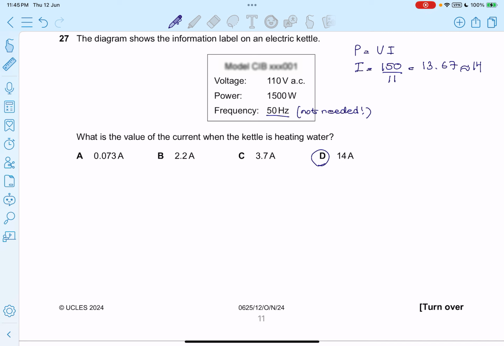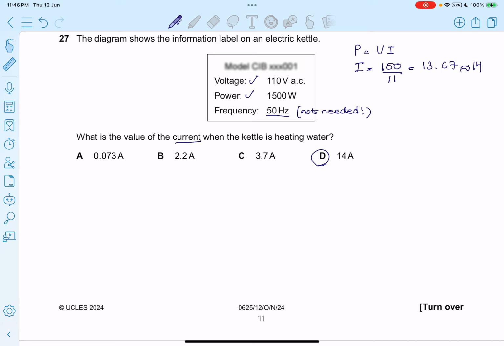For 27, the diagram shows the information label on an electric kettle. What is the value of the current when the kettle is heating water? They want the current, and they gave us the power and the voltage. So P is equal to VI, and to find I, we divide the power by the voltage. 1,500 divided by 110, or you can simplify it to this. If you find the decimal value, you'll get 13.67, which you can round up to 14 amps.